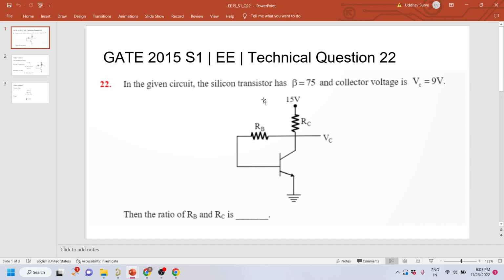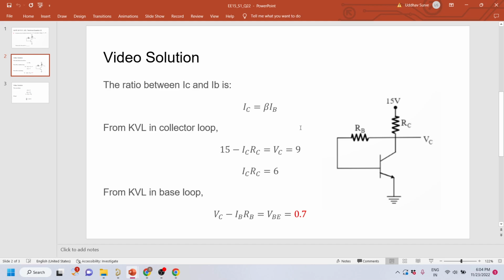The first question is from GATE 2015 session 1, electrical technical question 22. In the given circuit, the silicon transistor has beta equal to 75 and collector voltage Vc equal to 9 volts. We have to find the ratio of Rb and Rc. Let us see how we'll proceed to solve it.